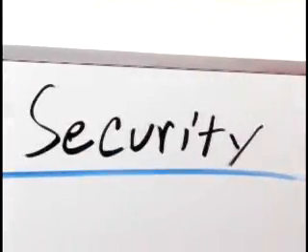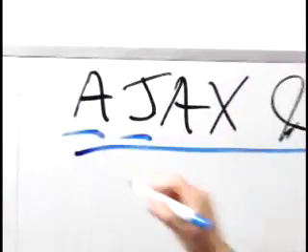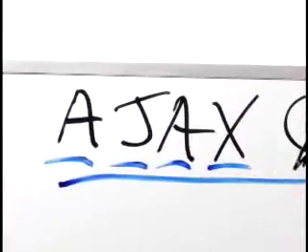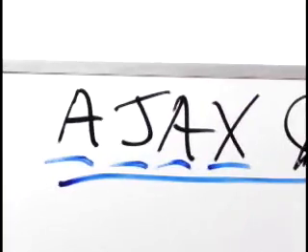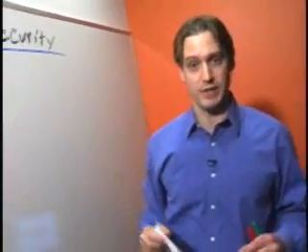I'm Chief Scientist at Fortify Software, and today we're going to talk about Ajax and security. Ajax stands for Asynchronous JavaScript and XML. It's a cool new web technology that people are using to build much more rich user interfaces on the web. Google Maps is a great example of Ajax at work. So today we're going to talk about the security implications of using Ajax in your applications.